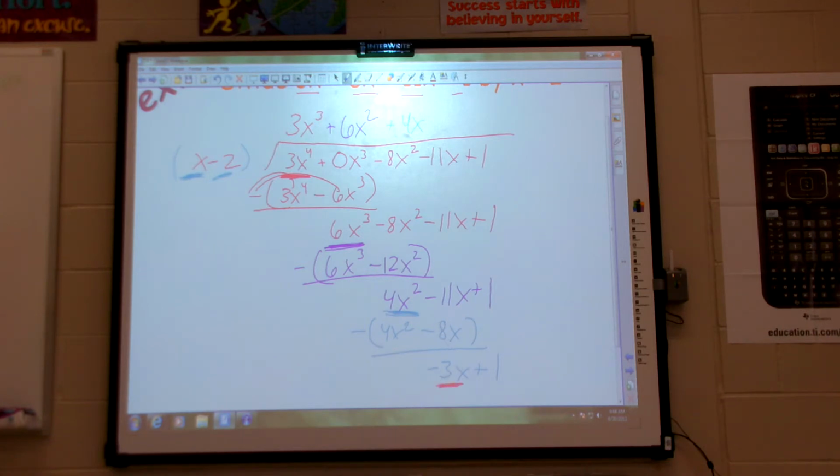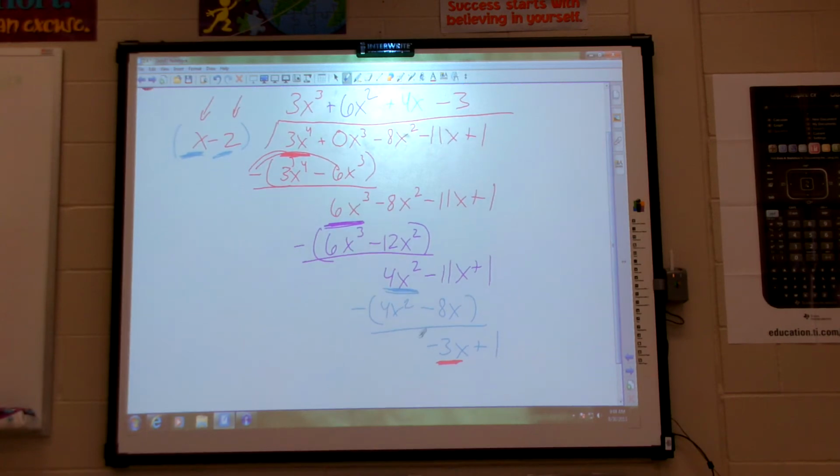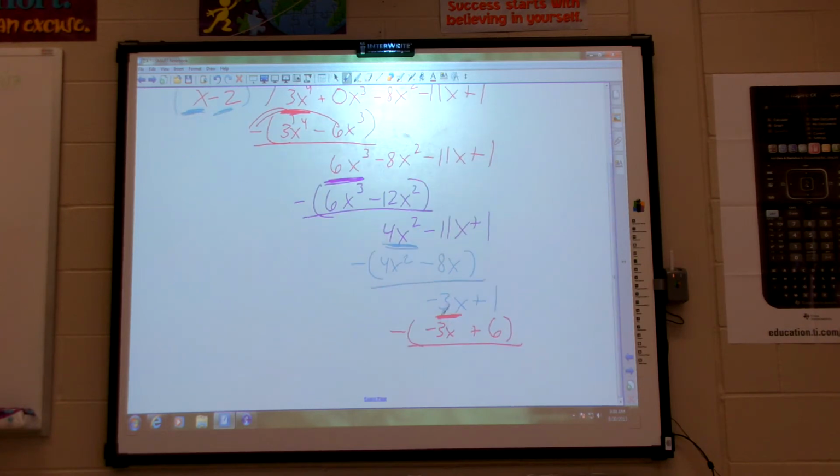What does x need to be negative 3x? A negative 3. So I put minus 3 up top. Now remember, you're multiplying that by both of these, correct? So I'll get negative 3x plus 6 when I multiply. Now I subtract all of that. That's 0. And I have 1 minus 6. Negative 5, right?